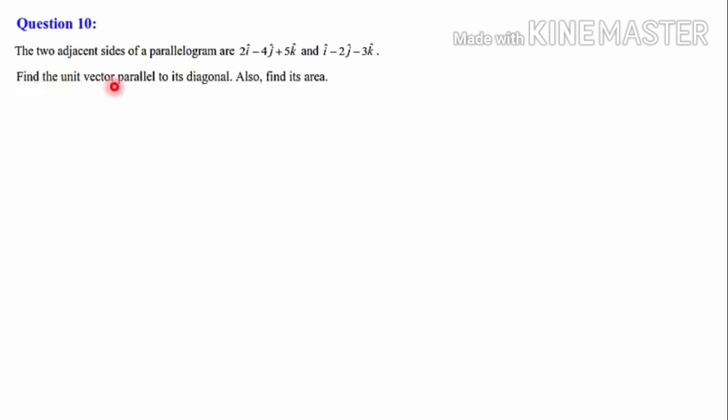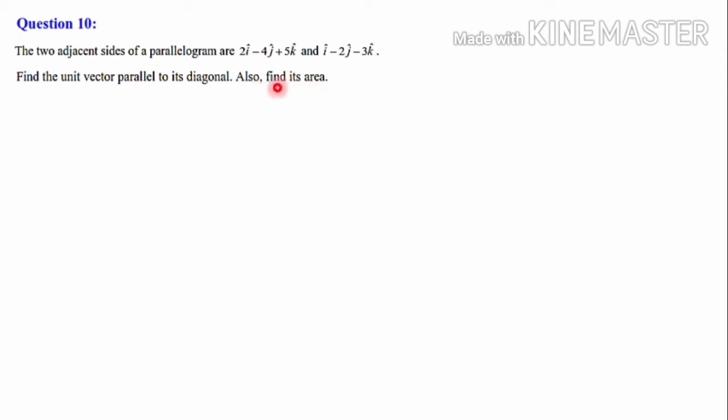Next we shall discuss question number 10. The question is, the two adjacent sides of a parallelogram are 2i cap minus 4j cap plus 5k cap and i cap minus 2j cap minus 3k cap. We have to find the unit vector parallel to its diagonal and also find the area. Here we have to find out the unit vector parallel to the diagonal. If you take this vector as A and this one as B, then the diagonal of the parallelogram can be calculated by using the formula a plus b, and area of the parallelogram can be calculated by using the formula modulus of a cross b.